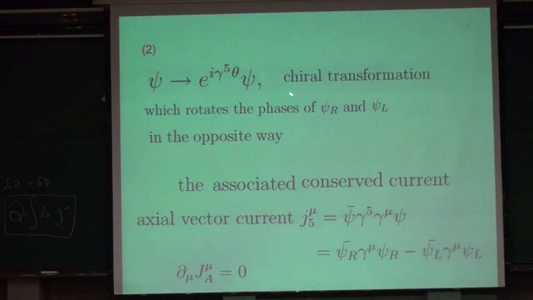And the second is, again, the chiral transformation. This transformation rotates the phases of psi r and psi l in the opposite way. Again, the same as before. And the associated conserved current is the axial vector current, j mu phi. This is psi bar r gamma mu psi r minus psi bar l gamma mu psi l. It is conserved. Now, well, we have chiral anomaly in the system.